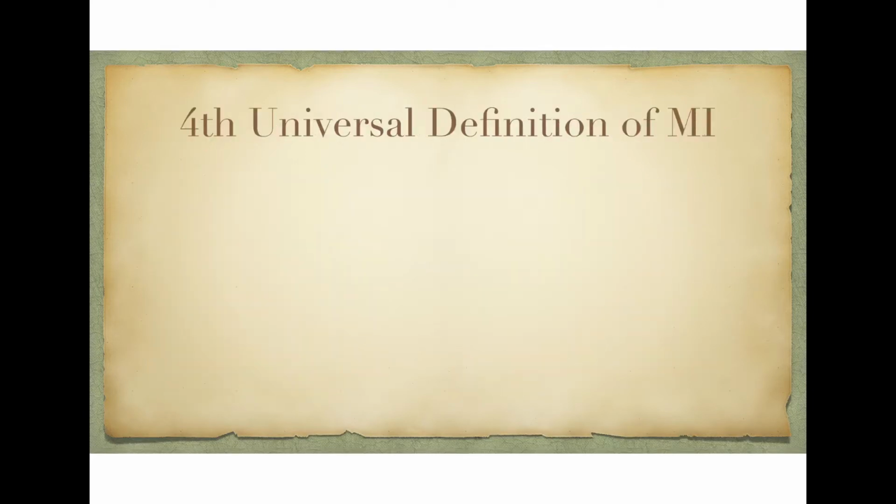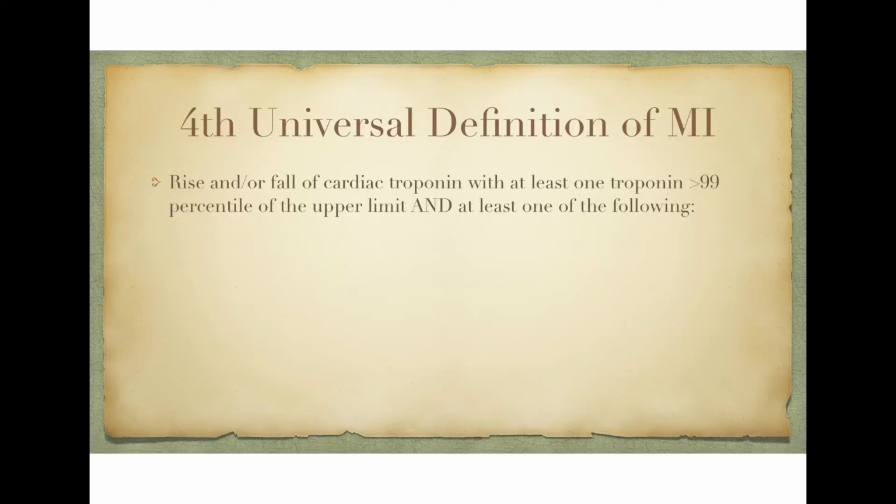So there is an actual standard definition of a myocardial infarction. That's the fourth universal definition. It's the most updated one. And there's a few components. The first that should be true in all patients is you need to see a rise and or fall of the cardiac troponin, which is an important biomarker, with at least one level of the troponin higher than 99th percentile of the upper limit of normal.